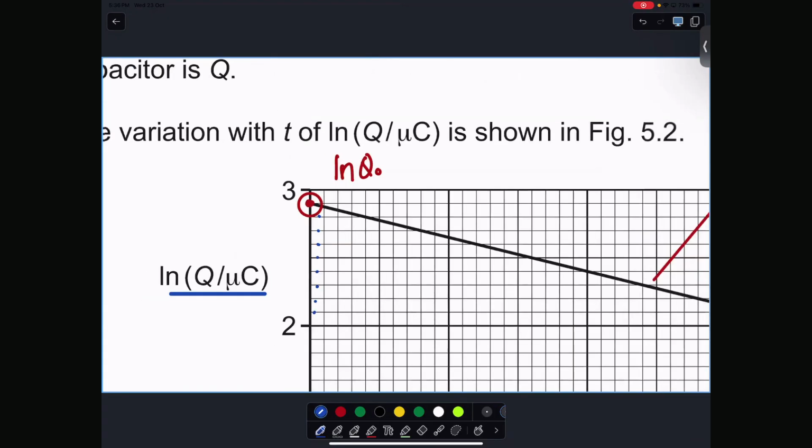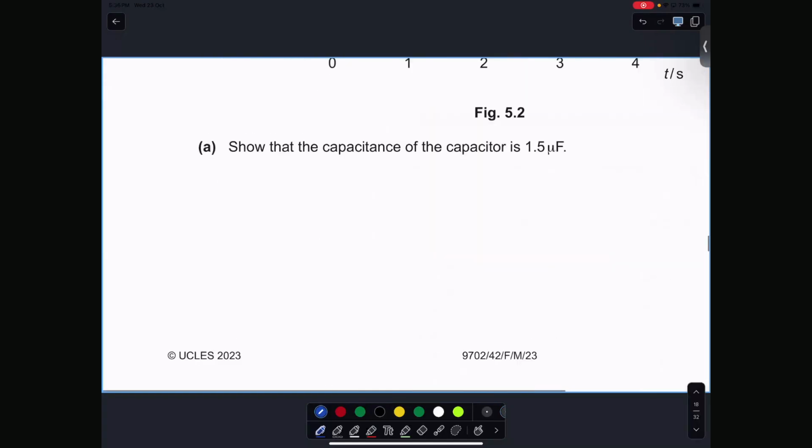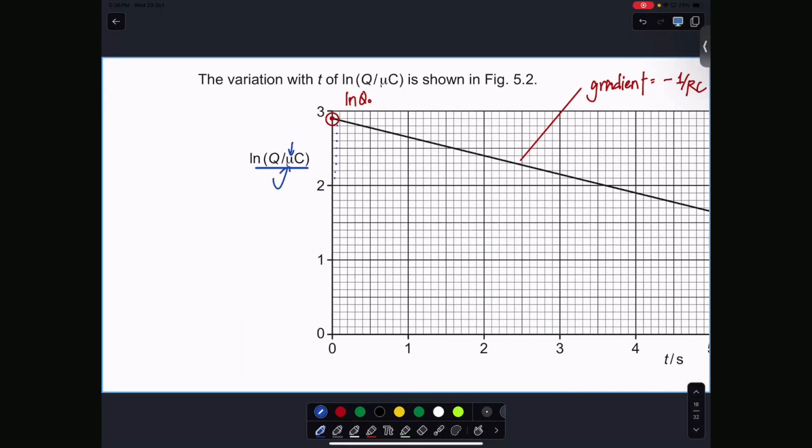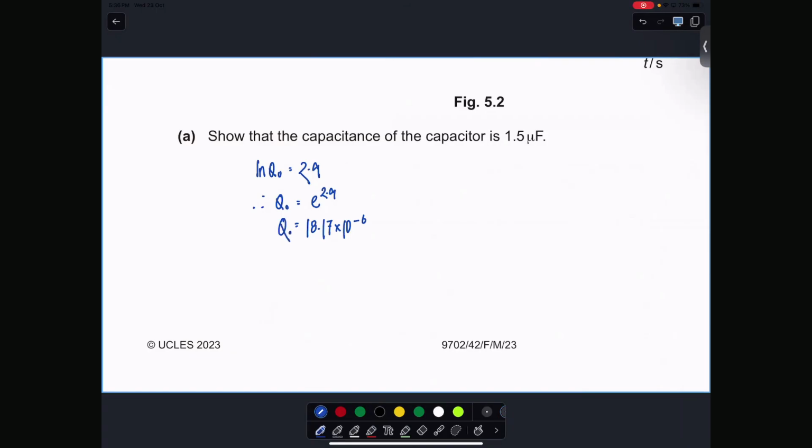So what's this value here? 2.1, 2, 3, 4, 5, 6, 7, 8, 9. 2.9, right? And don't forget what's here as well, micro. So your ln Q naught is equal to 2.9. Therefore, Q naught is going to be e to the power 2.9. Can you check what the value is? 18.17. So it's going to be 18.17 times 10 to the power minus 6. Do you know why? Because the coefficient here was micro, so you have to bring it back. So I know my initial charge here.